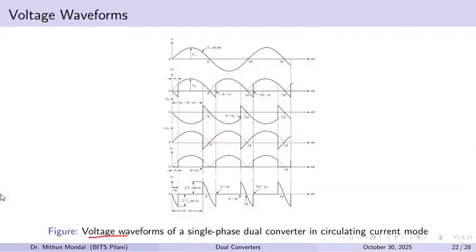So the voltage waveform of the single phase dual converter, if you see in the circulating current mode. This is the input supply voltage that we give, which is sinusoidal in nature, and we get the output voltage V01 and V02, one in rectification mode and another in the inversion mode, depending upon the value of alpha greater than 90 and less than 90, and these are the thyristor voltages.